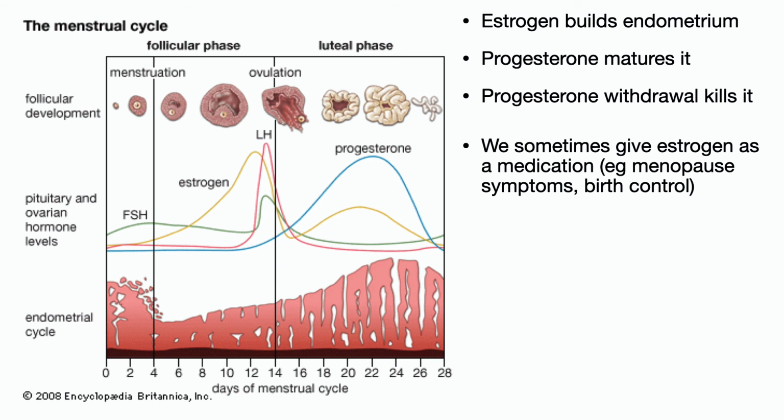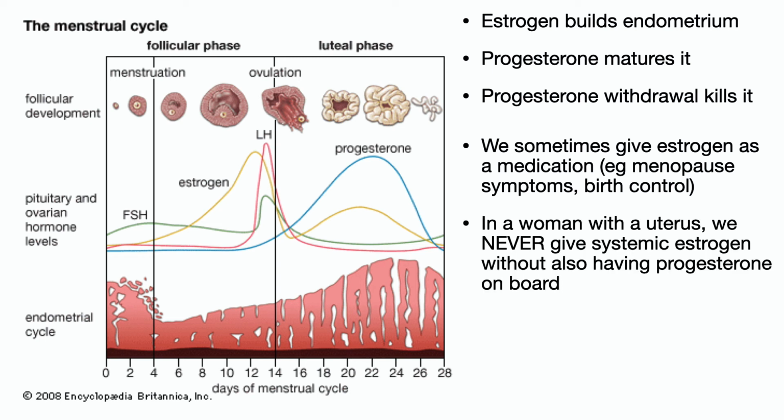It's part of birth control. Sometimes people might need hormone replacement if they have bad menopause symptoms or osteoporosis. Anyways, if you're giving someone estrogen, there's a hard rule in OB-GYN, which is that we never ever give systemic estrogen without also giving them progesterone.